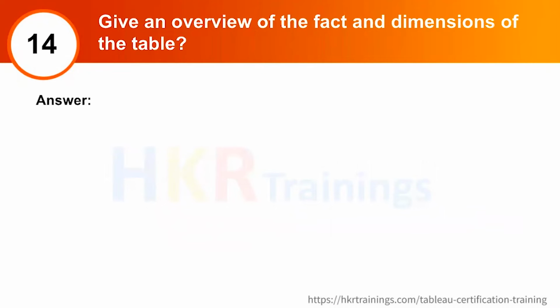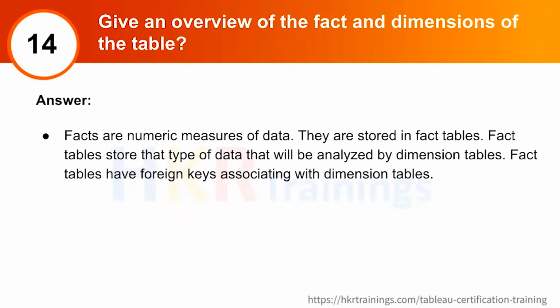So give an overview of the fact and dimension of the table. Facts are nothing but the numeric measures of the data. As I said earlier, there is a dimension and there is a measure. So measures are nothing but the facts. They are always numeric and are stored in the fact tables. Fact tables store the type of data that will be analyzed by the dimension tables. As I said, discount of what? Discount of a product, discount of a shop. So they always have some association with the dimension tables.